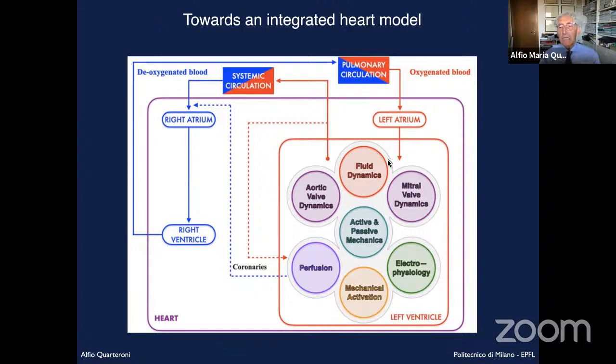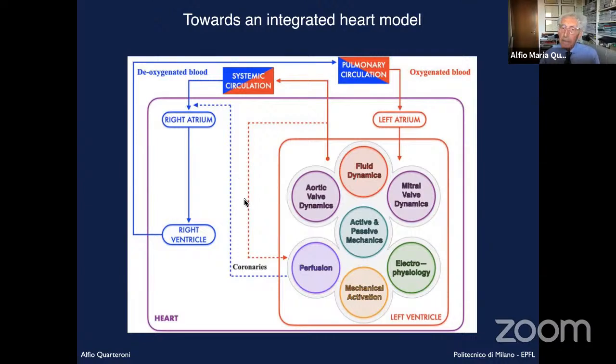So this is somehow the synthetic view of all what is happening at every single chamber, for instance, the left ventricle. Then we have to reproduce it somehow for the other three chambers and to connect the whole thing with the external circulation, with the systemic circulation and the pulmonary circulation. So this is what we call an integrated heart model.